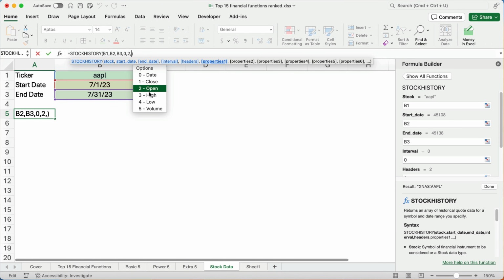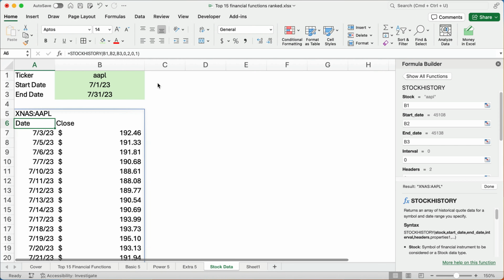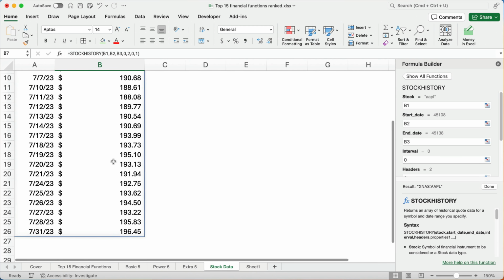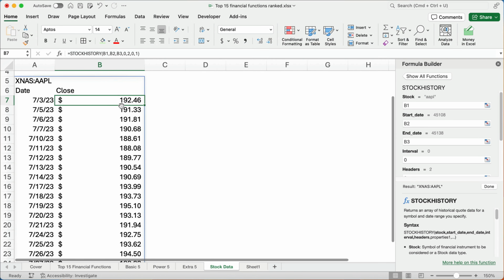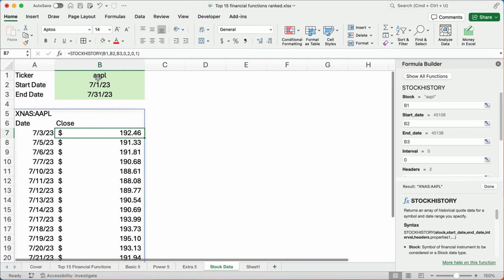Now this one, we can do this multiple times. I want to do the date, do the comma, and I can do it again here, and the close. I'm going to hit enter. And what it does, this does a search. It pulls, based on Apple, it pulls the daily. Anytime there's a stock day that the stock market is open, there's trades, it pulls the daily prices, the closing price of Apple.